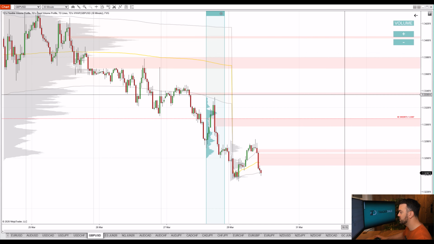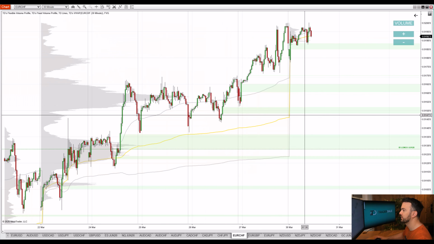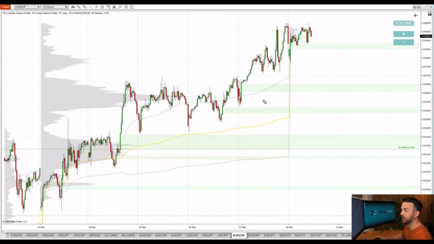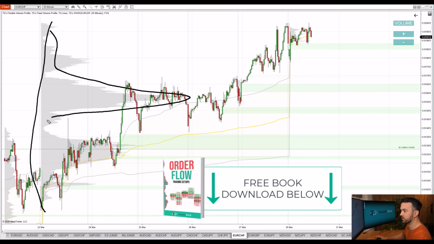Let's now move on and take a look at the next trading idea, which is on the Euro Swiss franc. So here is a 30-minute chart of the Euro Swiss franc. We have an uptrend, and within this uptrend there are two significant volume zones. You can see this on the volume profile on the left.